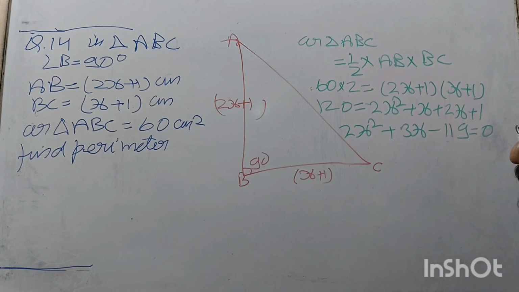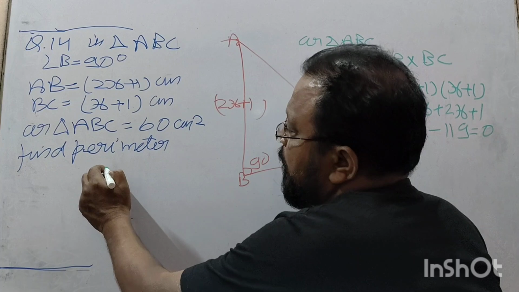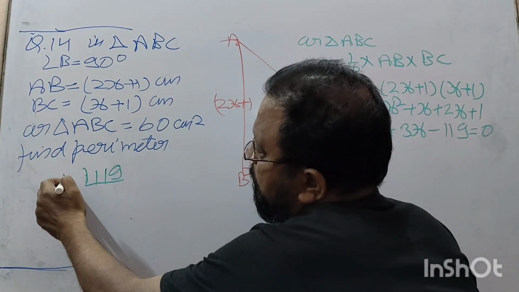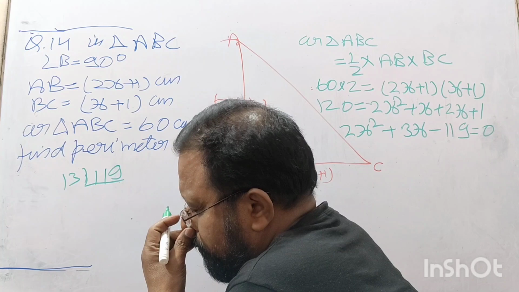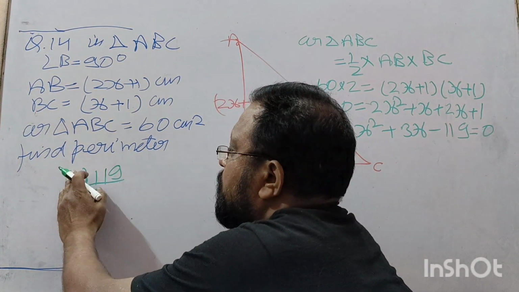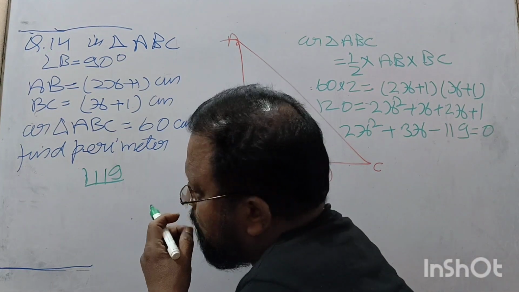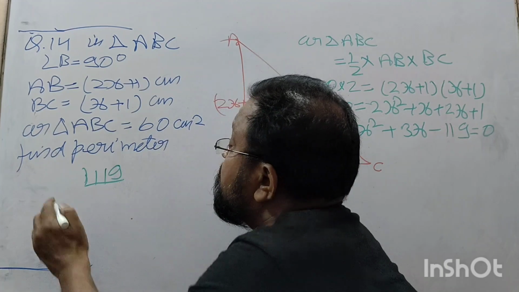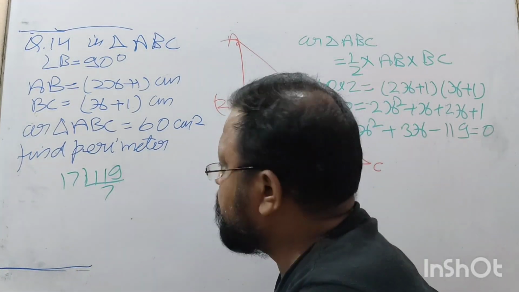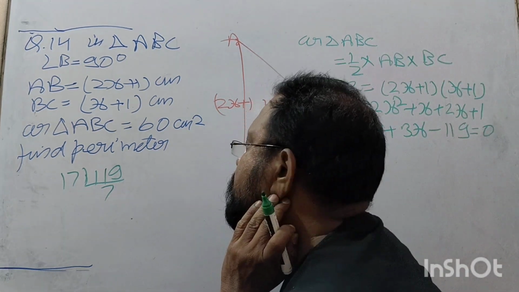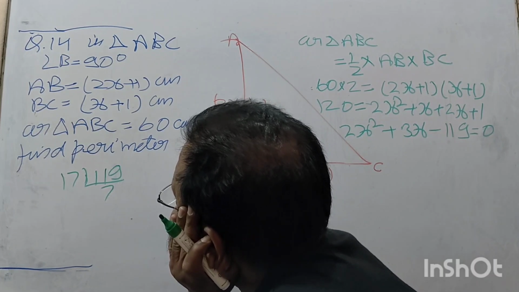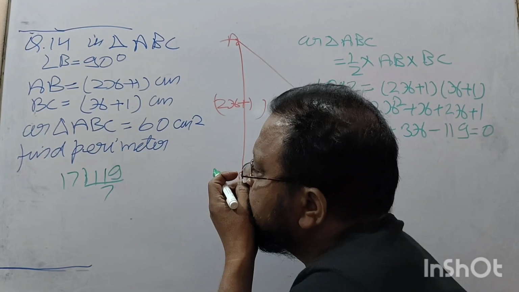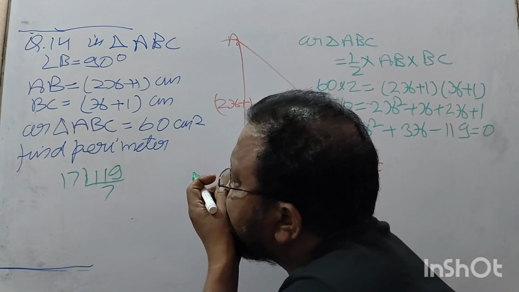Is it? Yes, sir. 19 divided by 13. 17 divided by 7. How much you get? 1737. So 2 points.